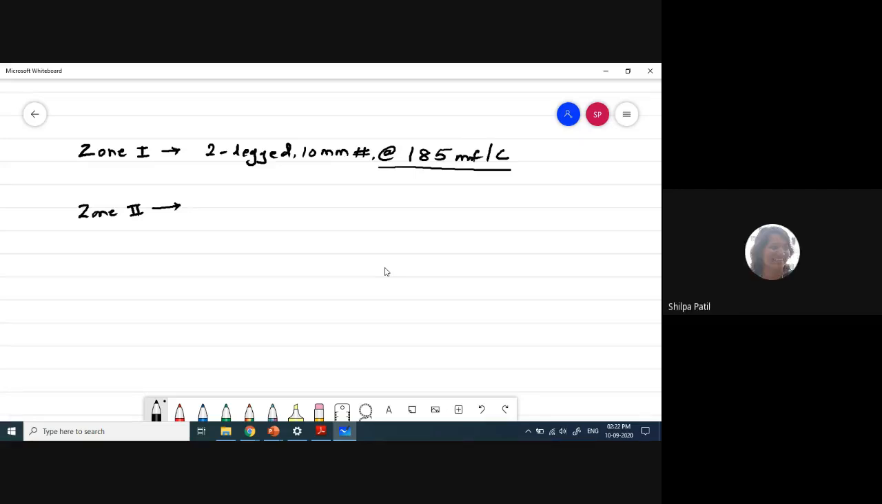Second zone. Second one is 160, means same. 160 mm center to center. Am I right? Yes, ma'am. So for zone 1, the spacing is higher, 185. Zone 2, the spacing is reduced. How is it possible?